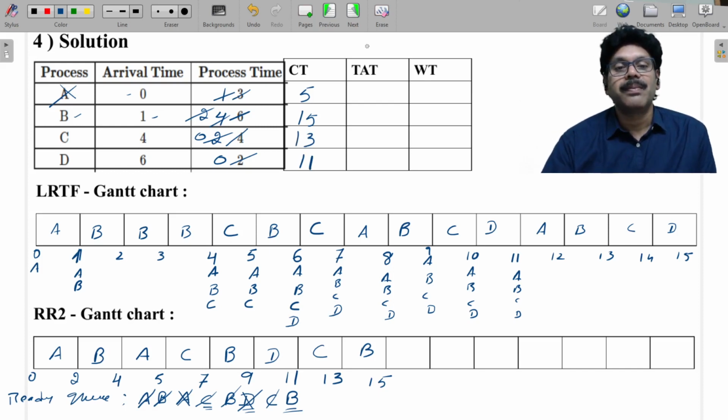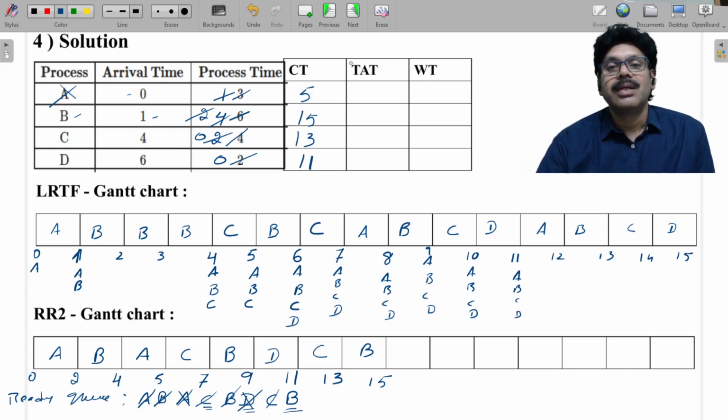So turnaround time, what is the turnaround time? CT minus AT. It is 5. 15 minus 1, it is 14. 13 minus 4, it is 9. 11 minus 6, it is 5.